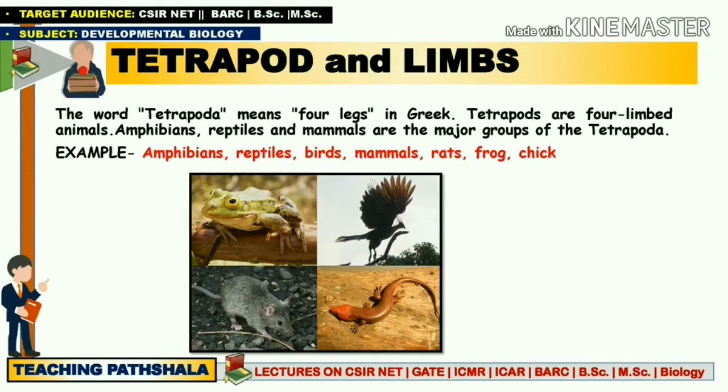Okay, so the tetrapods are the four-limbed animals, mainly the amphibians, reptiles and mammals, and they are the major groups of the tetrapods. The examples may include amphibians, reptiles, birds, mammals, rat, frog, chicks and many more. So right now we are clear on what is tetrapod, because the whole topic is regarding tetrapod limb development. So first we should know what is tetrapod and why we are using them and for whom we are using this term.